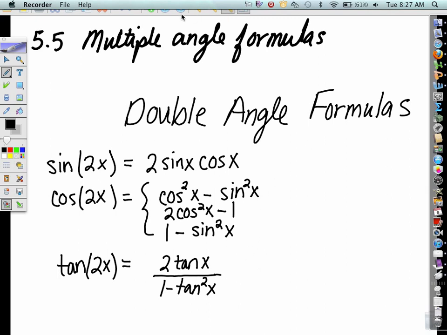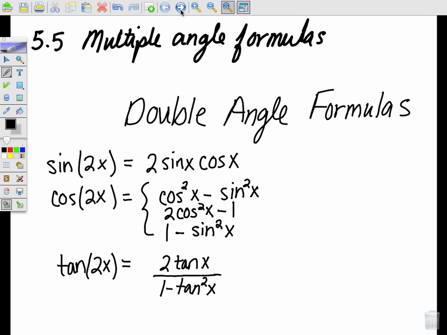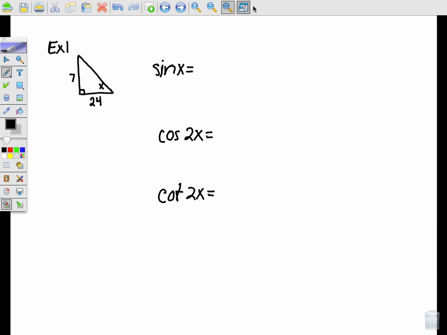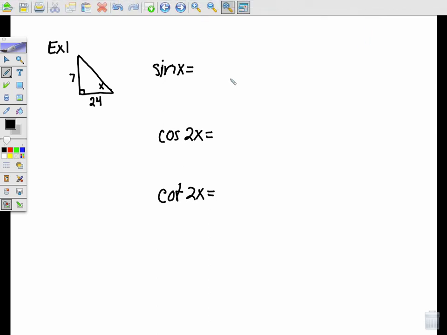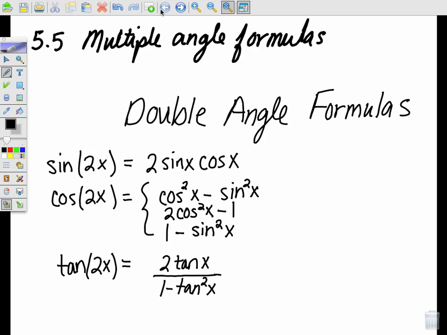Let's go ahead and look at the first example. We've got example 1, and the directions tell you to use the figure to find the exact value of the trig function. So we've got to find sine 2x, find cosine 2x, and cotangent of 2x. That brings me back to those formulas. I want to show you one thing with these formulas.